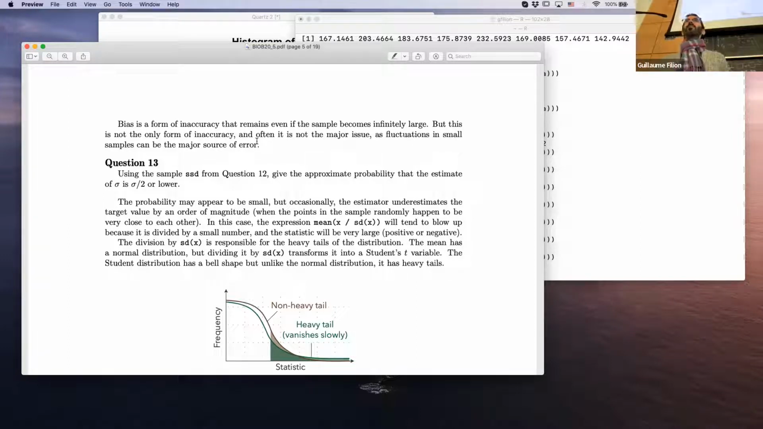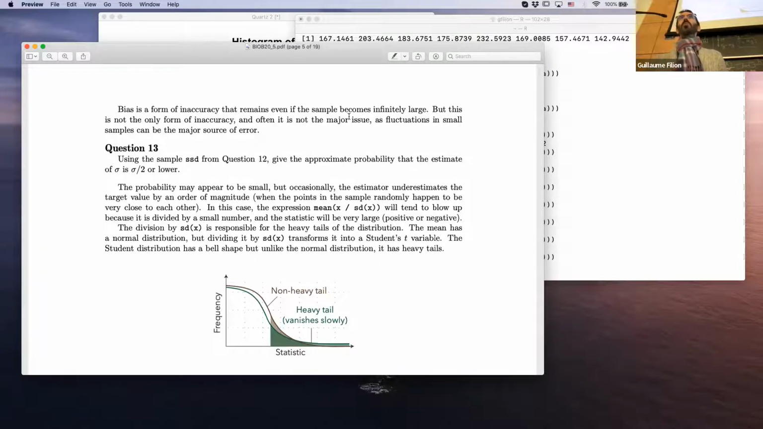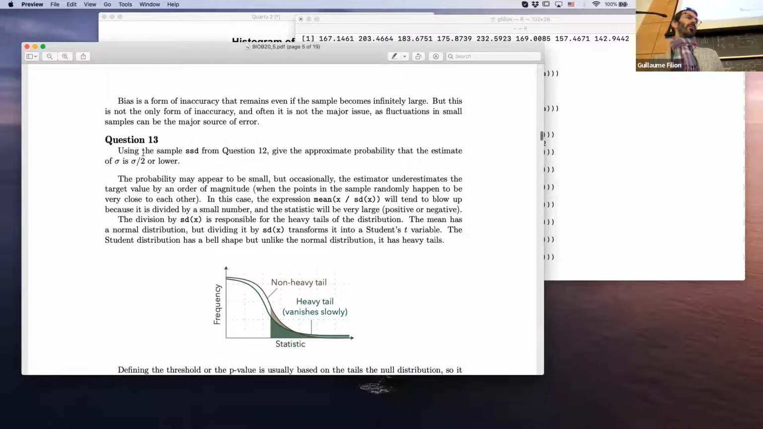And this is something that's hard to understand for beginners in statistics: your sample is usually small anyway. The problem is not that you have a bias. The problem is that your estimator is going to go left and right completely at random. The problem is the variance, not the bias. So we're going to show that in a second.